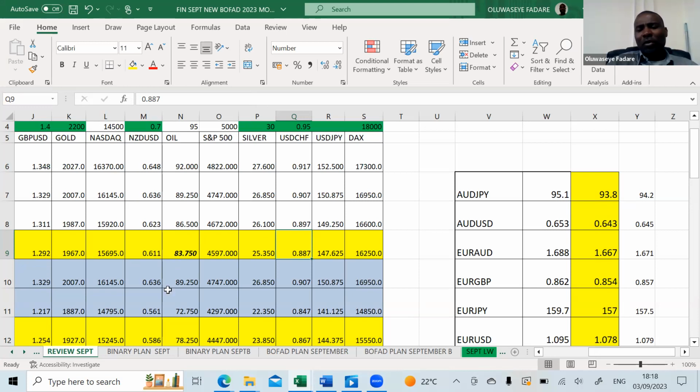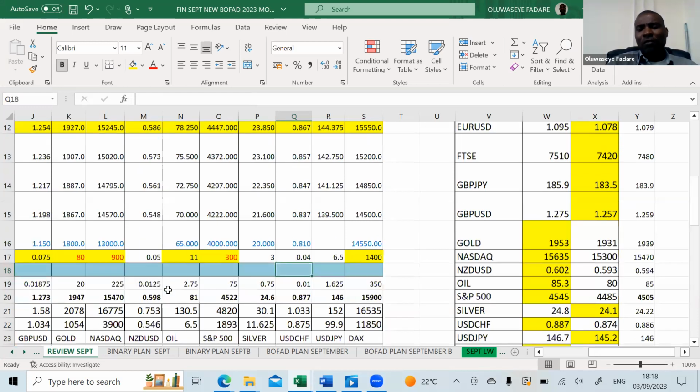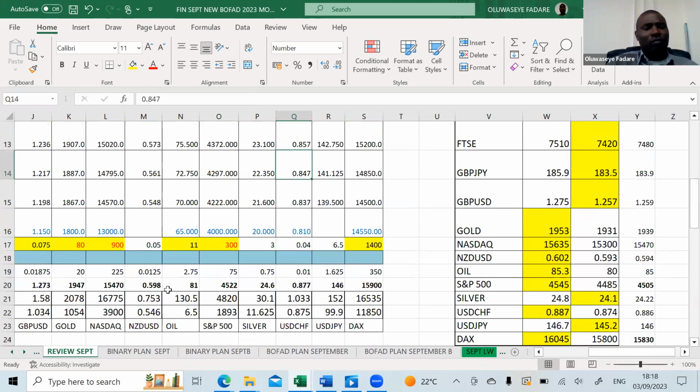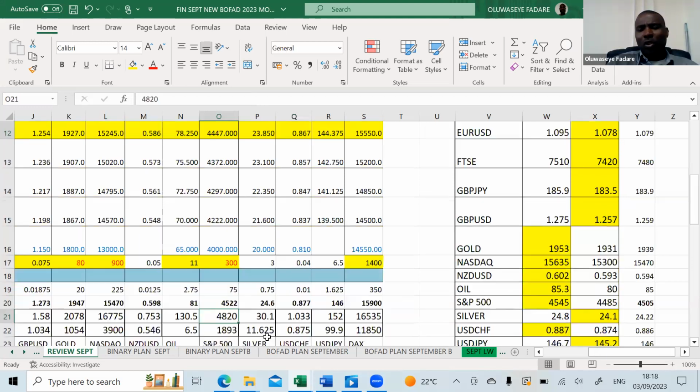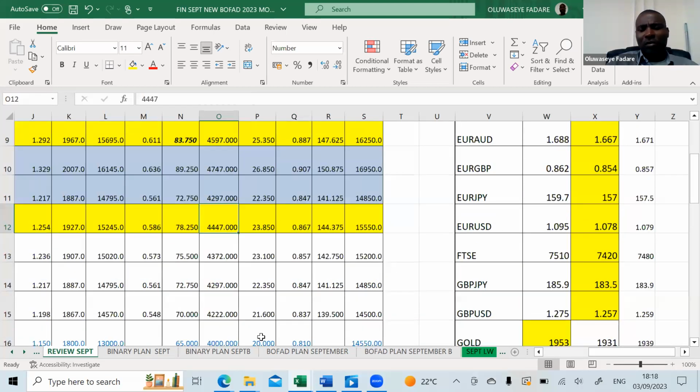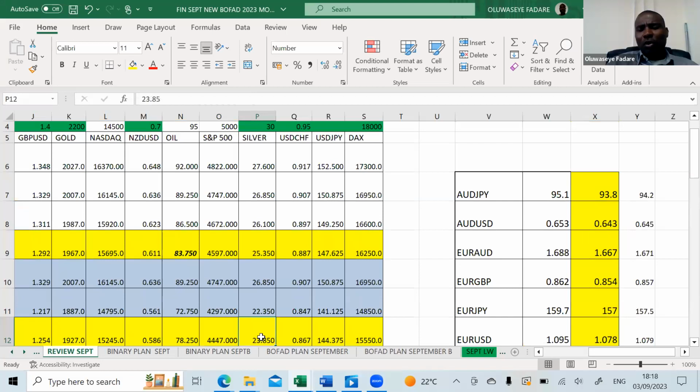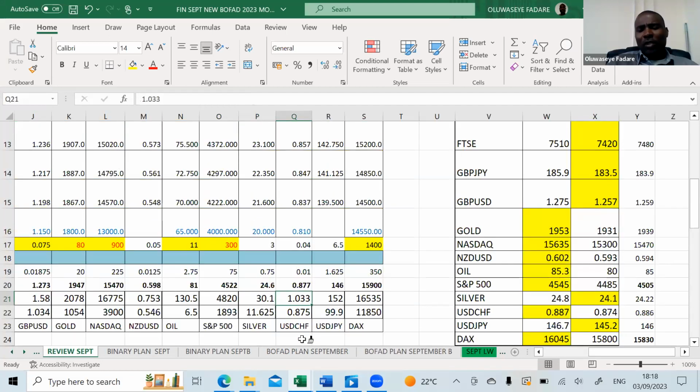So the next product, 45, 45 and 44.84. So you can see 44.84. So it has not reached. The next product, 24.8, 24.1. So 24.8, 24.1, it has not reached there. The next product, 0.887, 0.874. So 0.887, so it has reached here. 0.887, it has not reached below. Okay, so next one, 146.7, 145.2.